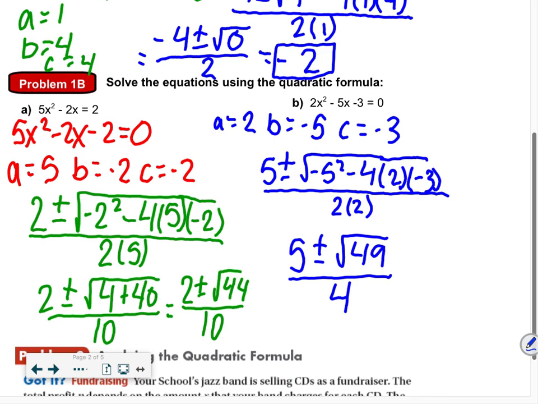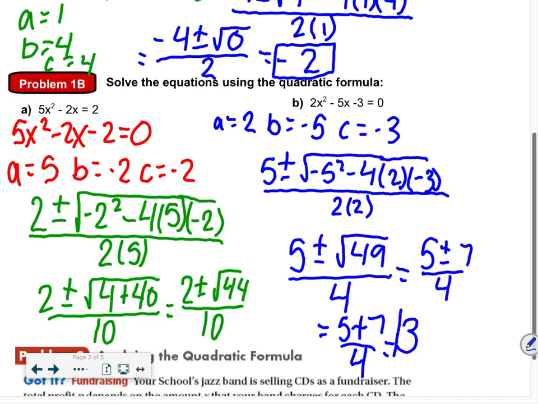Cool thing about this one. What happens with the square root of 49? It's 7. So I got 5 plus or minus 7 over 4. So how many answers am I going to have? 2. First one, I got 5 plus 7 over 4. What's that simplify to? 12 over 4, which is 3. The other one, 5 minus 7 over 4, simplifies to negative 1/2.